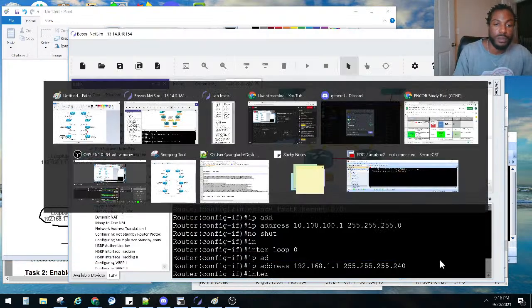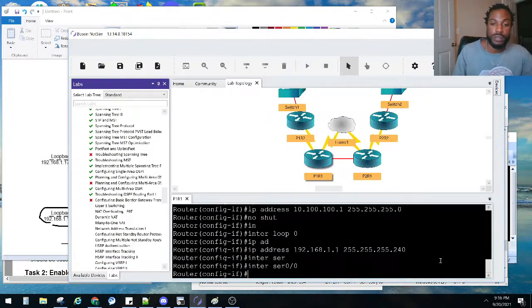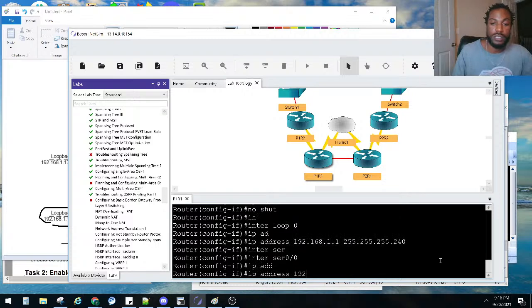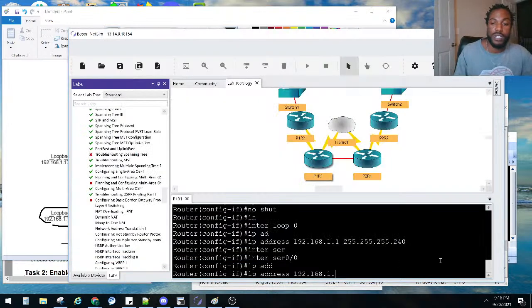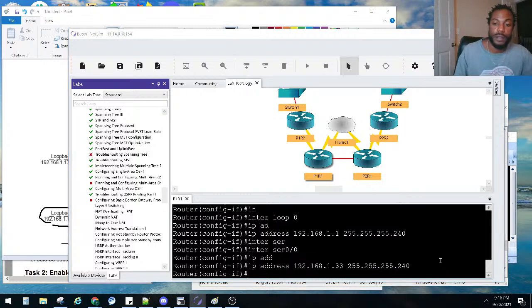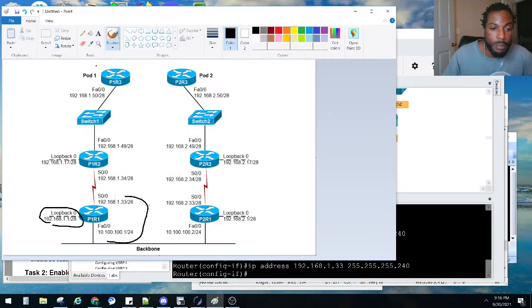Interface, what was the last one? Serial 0, and his IP address is 192.168.1.33 and /28, which is same thing, 255.255.255.240, right? So we did all the IP addressing there.